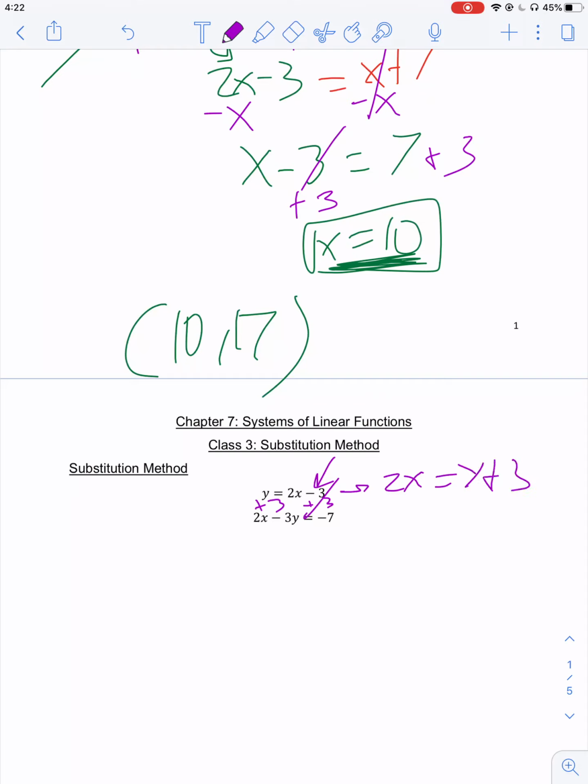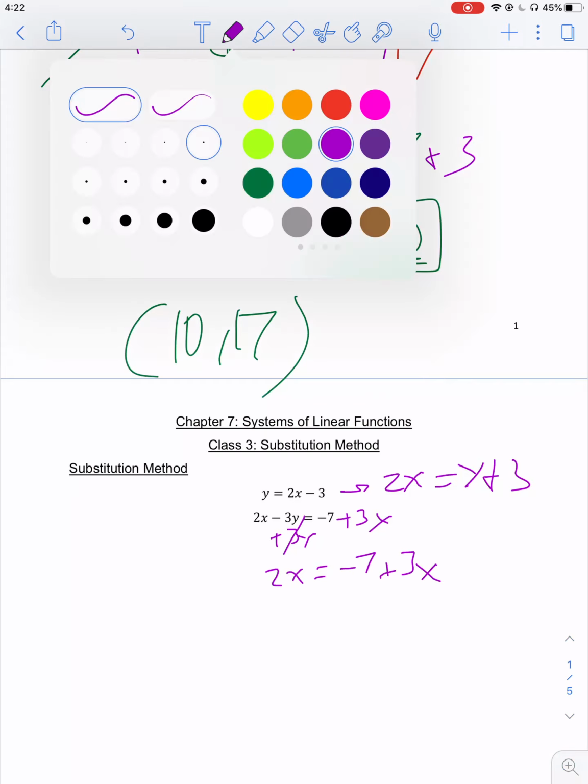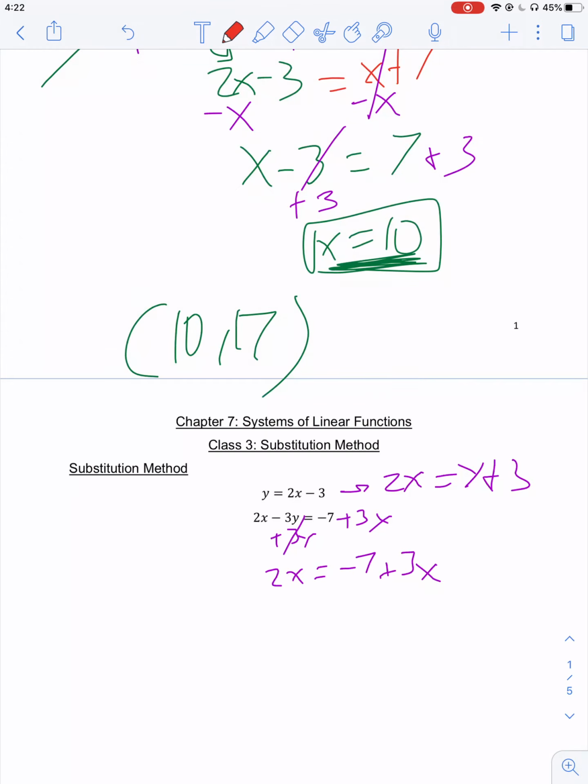And this one, I can also solve for 2x. I just need to move the 3y to the other side. So if I do plus 3y on both sides, this will disappear. And then you'll have 2x is equal to minus 7 plus 3y. And then you can compare these two functions. Okay, so this one in green if you want, and this one in red, right?